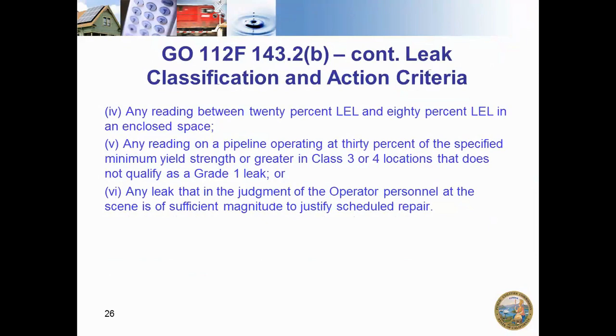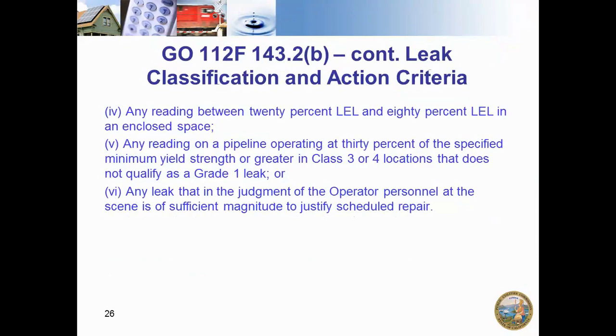Class location is a sort of measurement of the population density around your facilities. That's outlined elsewhere in Part 192. Class 3 or 4 would be a pretty high density area. So if your mobile home park is downtown or in other locations where people are likely to be, then you would be in a Class 3 location.